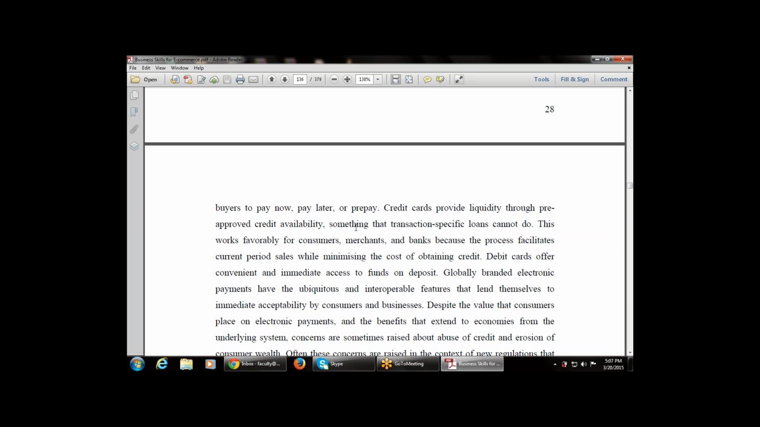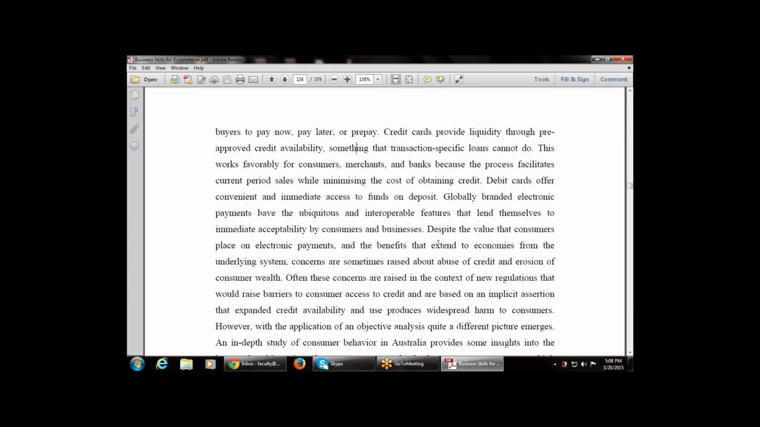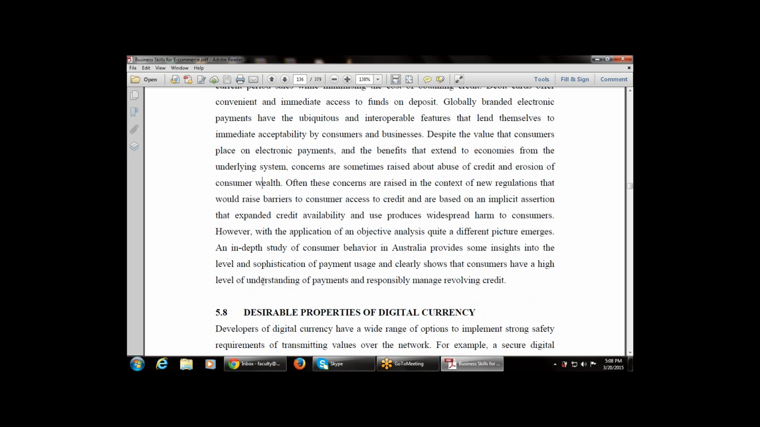Despite the value that consumers place on electronic payment and the benefits that extend to economies from the underlying system, concerns are sometimes raised about abuse of credit and exposure of consumer wealth. This is just an example of how consumers are involved with the e-payment system and how it is beneficial for them. This paragraph is just an example of each and every field.